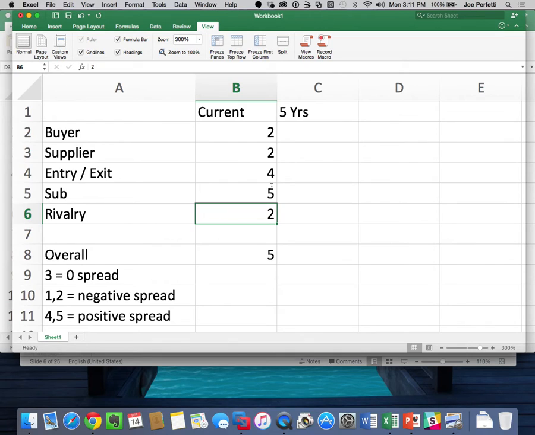I'll also tell you that I think the entry and exit barriers to becoming a national chain are also extremely high, because there's not that many national fast food chains. And having even a 5 Guys become national as opposed to regional is very, very difficult.